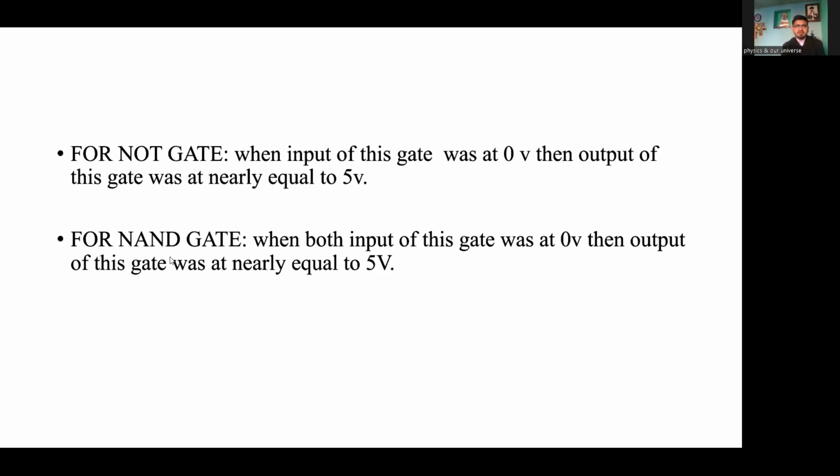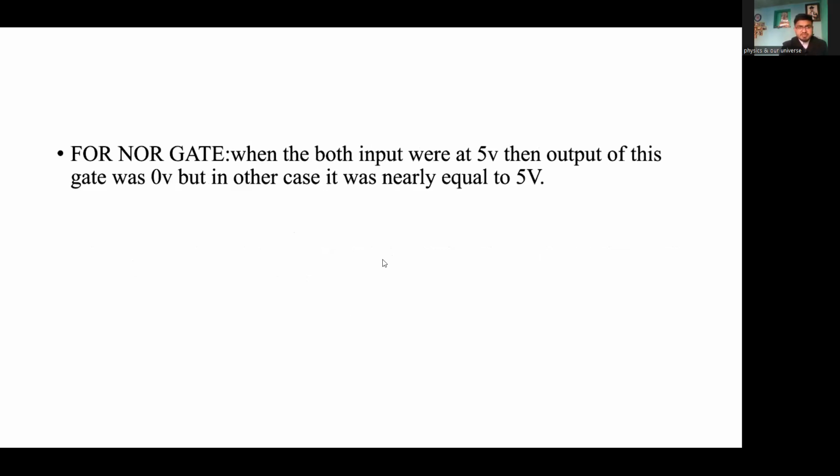And for a NAND gate, when both inputs of this gate were 0 volt, then the output of this gate was nearly equal to 5 volt. In the NAND gate, the output will be high if any terminal of the input was low. But in the NAND gate, if both inputs were high at the time, we get the low, 0 volt. I've already discussed that topic.